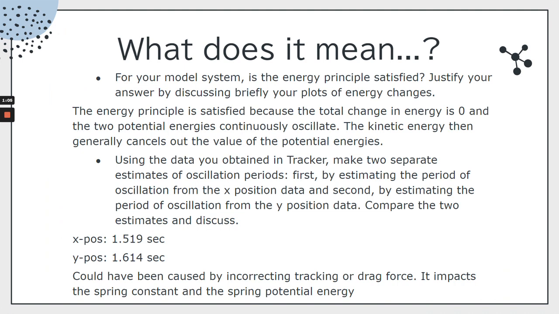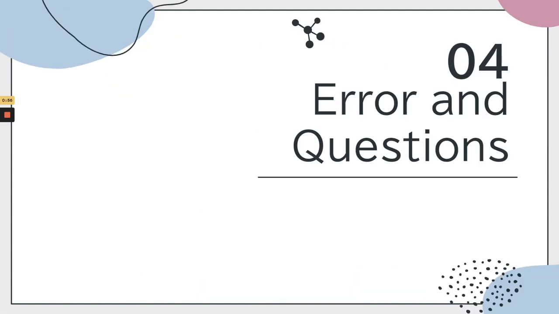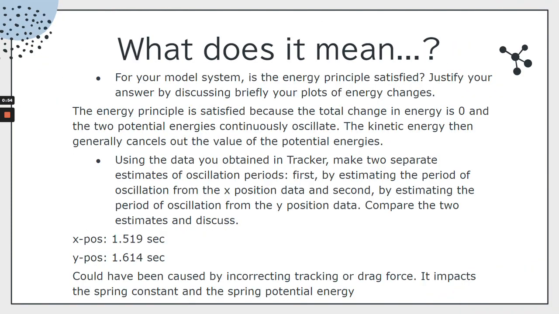So to answer the what-does-it-mean questions, first, is the energy principle satisfied? Yes, we see this because the total change in energy is 0, and these two potential energies, which we see in this graph, continuously oscillate, and the kinetic energy generally cancels out the value of the potential energies. And then the x position oscillation period was found to be 1.52 seconds, and the y position was found to be 1.6 seconds. This could have been caused by incorrect tracking or the drag force that we talked about earlier, which is going to impact the calculation of the spring constant and the spring potential energy.